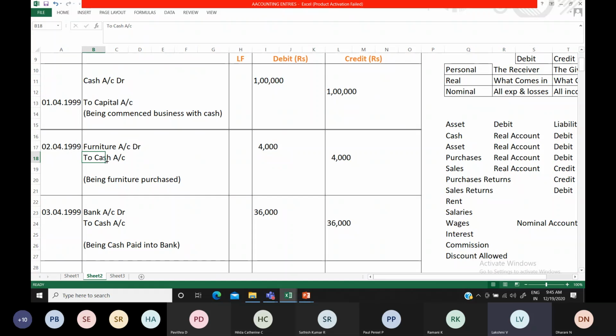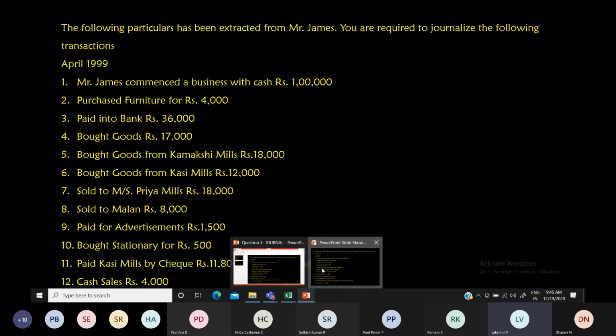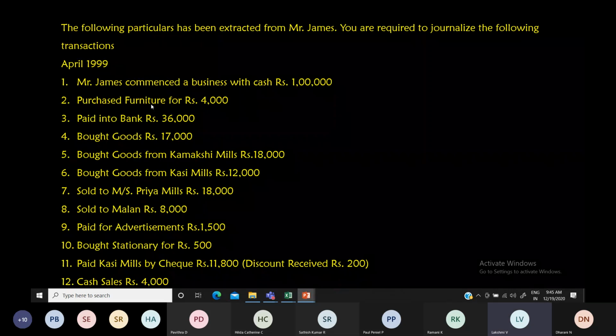But that time you cannot credit the cash account. Cash is not going out. Instead of that, the name of the person from whom I have got it, that person's name only I'll be crediting. So if nothing is given about a transaction, no person's name is given, then it is on cash only that they have got it. So you have to keep that in mind. So purchased furniture for rupees 4,000 over.